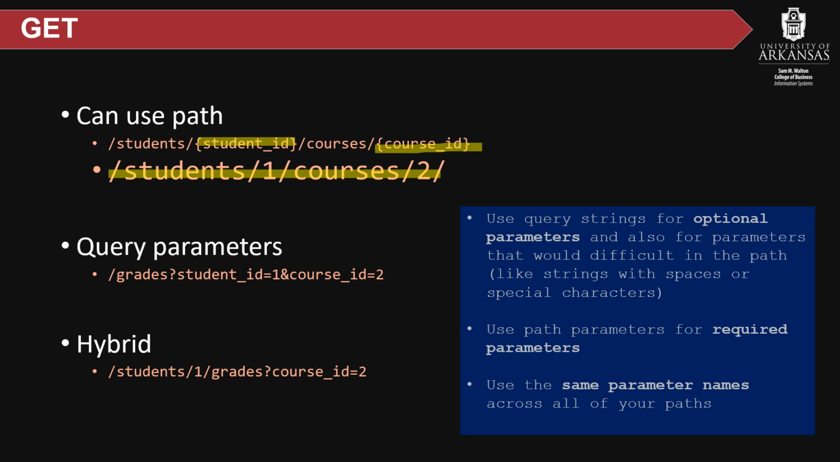And finally, when using specific parameters, it's best to be consistent. Use the same parameter names across all paths. For instance, if you have a limit parameter, then make sure it's called limit in all the paths that support it.